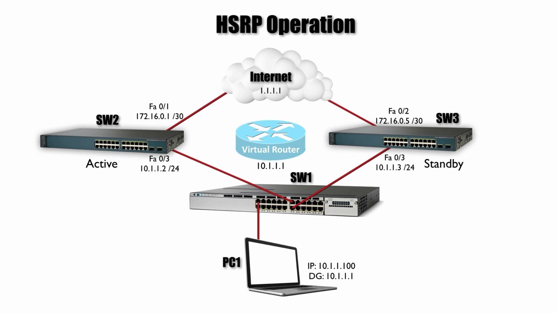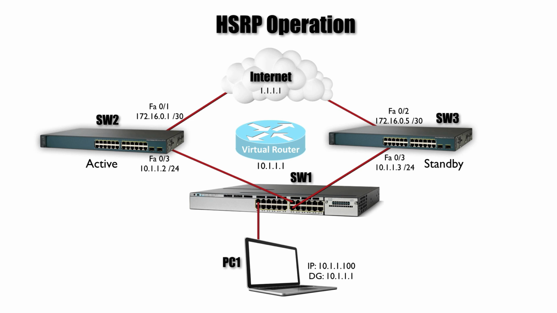Here we have PC1 on screen, and it's configured with a default gateway of 10.1.1.1. Interestingly, that IP address is not assigned to any physical interface on either SW2 or SW3, both of which are acting as multi-layer switches in this scenario. Instead, we have a virtual router that we see somewhat ghosted out on screen with an IP address of 10.1.1.1, and currently SW2 is acting as the active router for that HSRP group. In other words, switch SW2 is currently in charge of forwarding frames destined for 10.1.1.1.